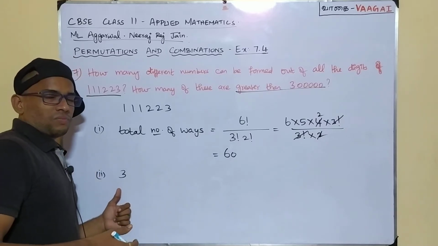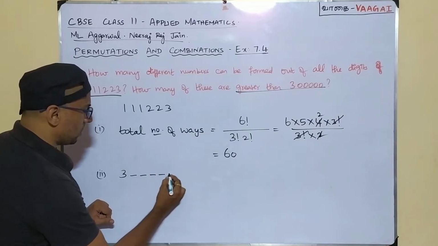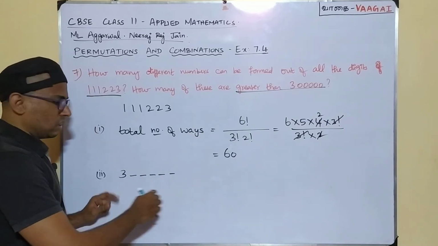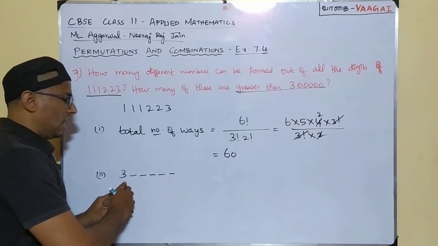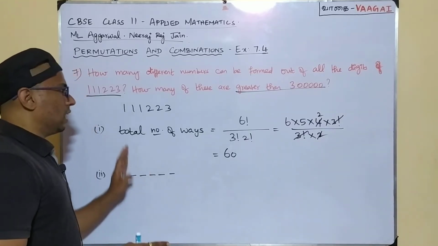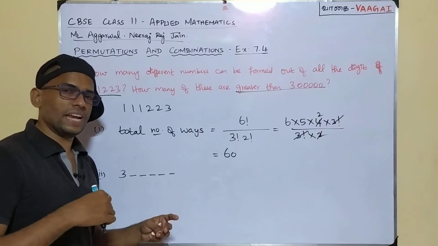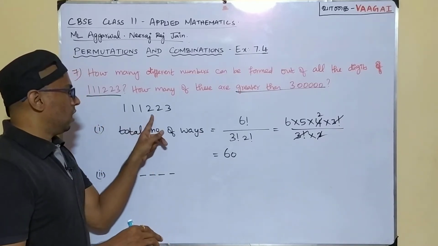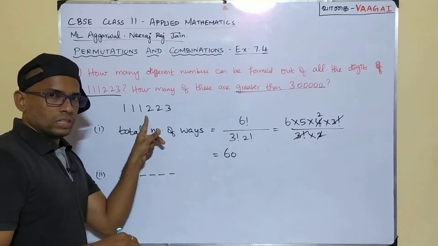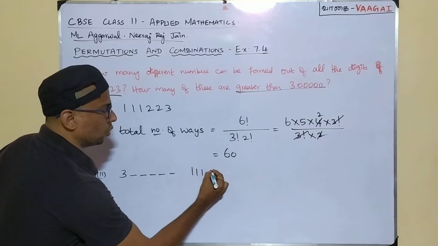So definitely our first digit should be 3, and then we can fill the other 5 digits, because totally there are 6 digits. The first digit I filled as 3, and the other digits I can leave as they are. Now hereafter there is no condition. The other 5 digits I can fill in any order I want, because there will be 3 ones and 2 twos available, right?